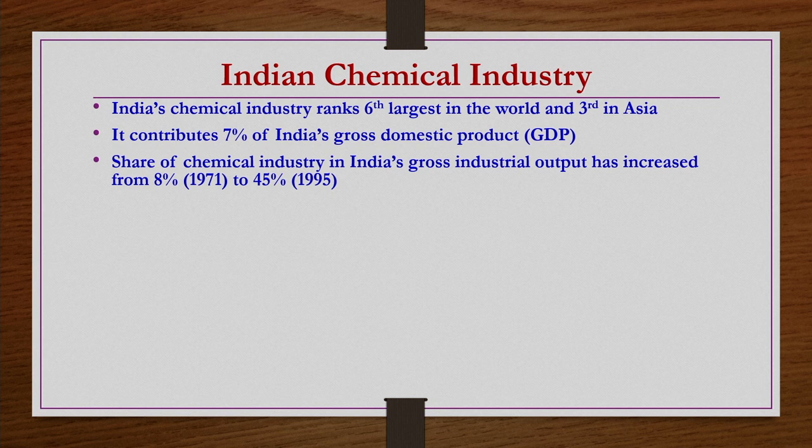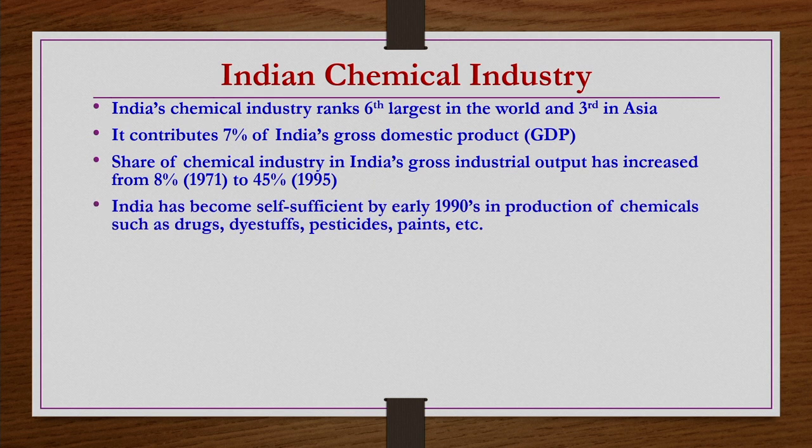The share of chemical industry in India's gross industrial output has increased from 8% in 1971 to 45% in 1995, and it may be even more if you take the current year's statistics. India has become self-sufficient by the early 1990s in production of chemicals such as drugs, dyestuffs, pesticides, paints, etc.